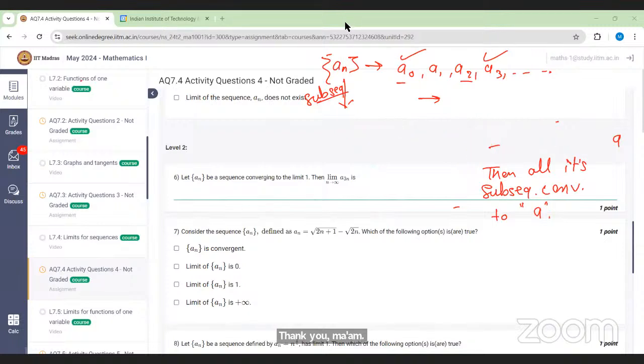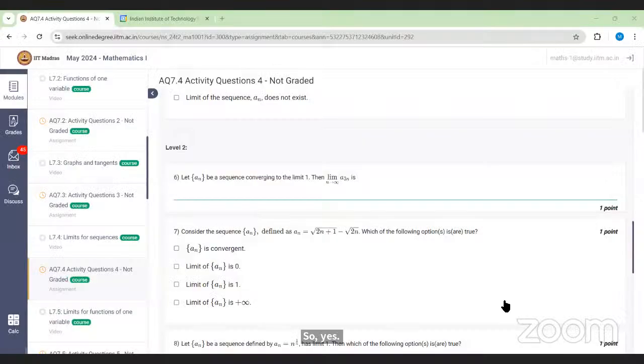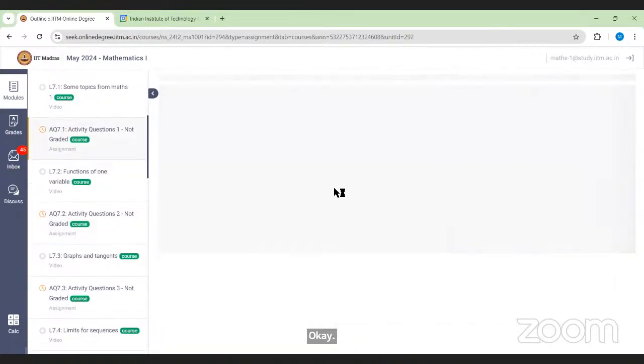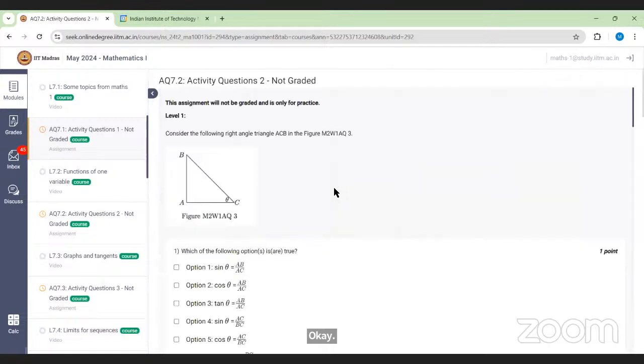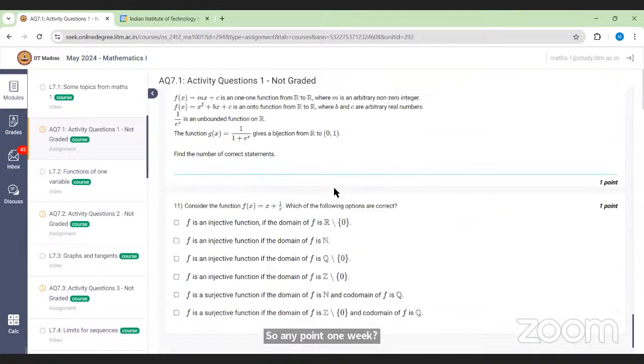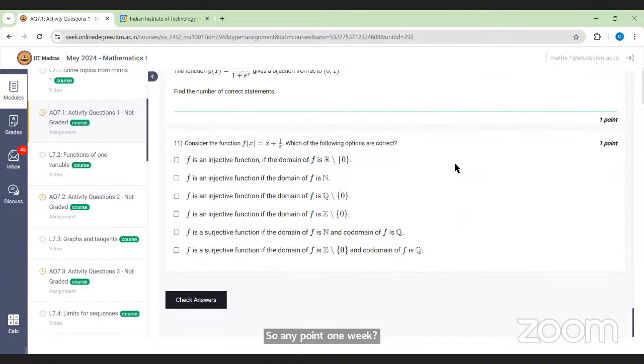Any other doubt? Ma'am, share this 7 PDF. 7.1, question number 11. So here, how will the graph of x plus 1 by x look like?